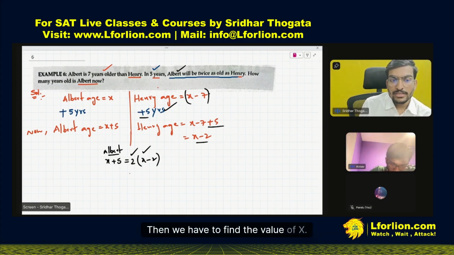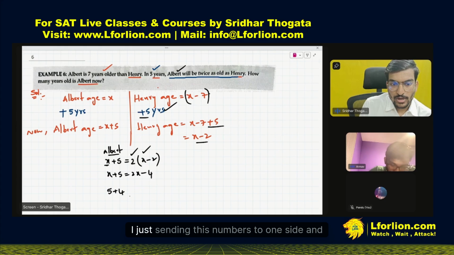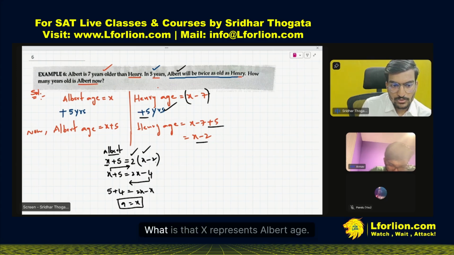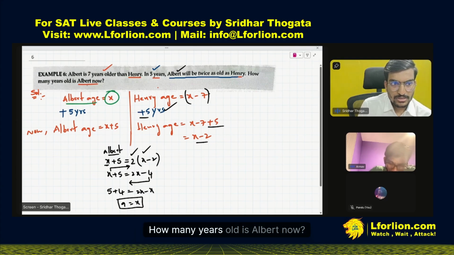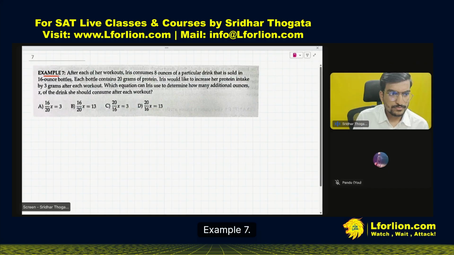Then we have to find the value of x now. Let's see. X plus 5 equals 2x minus 4. And then 5 plus 4. I'm sending the numbers to one side and variables to the other side. 2x minus x. So 9 equals x. So we got x value is 9. What does that x represent? Albert's age. How many years old is Albert now? X is 9. Example 7.